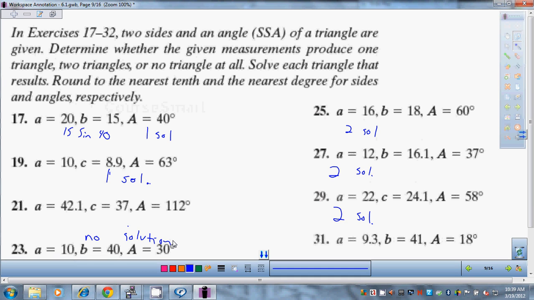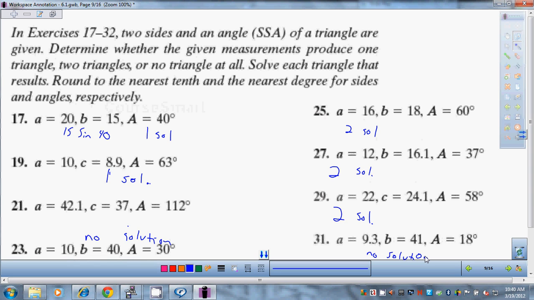All right. Last one. B sine A. What is it? 12.7. Is that bigger than or less than our side? How many solutions? None. Very good. No solution.